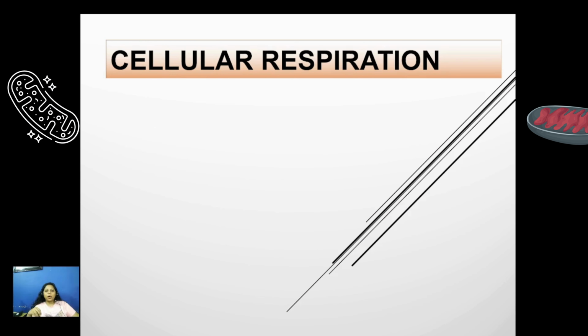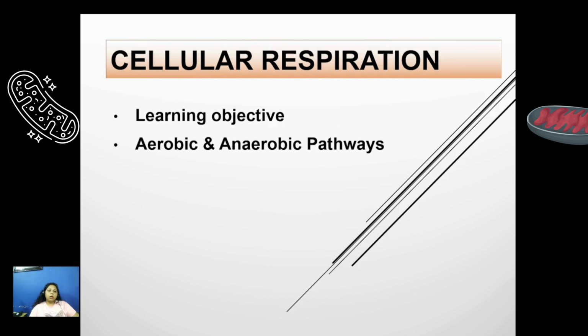Today we are going to learn about cellular respiration, and what are our learning objectives. Let's go into the detail. Number one, we are going to learn about both respirations, the aerobic one and the anaerobic one. Aerobic respiration is further divided into four stages. First one is glycolysis. Second one is the link reaction. Third one is the Krebs cycle, and the last one is the electron transport chain. We are going to discuss each one in detail in different videos.